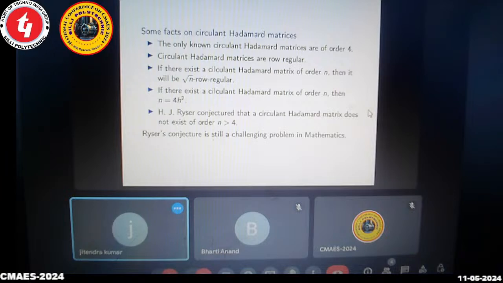If there is a circular Harmon matrix of order n, then n will be 4h square, where h is any integer. And some facts on circular Harmon matrices are these. And the next point is Rajah's conjecture, that a circular Harmon matrix does not exist of order n greater than 4. My main work is based on this conjecture.